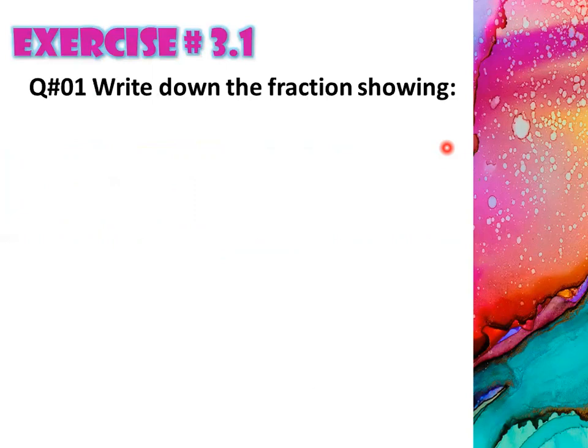In exercise number 3.1, question number 1 is to write down the fraction showing. What you have to write down is the fraction. You have to convert this one into fractional form. So the fraction form of 1/2, half means 2, will be 1 upon 2.